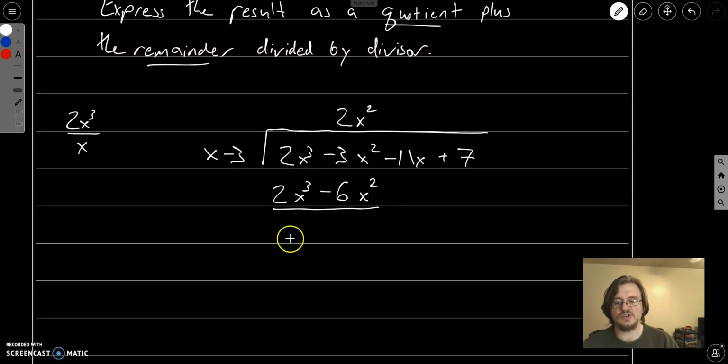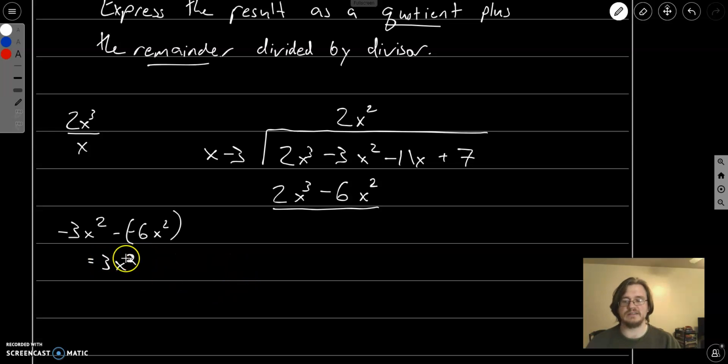2x cubed minus 2x cubed is 0, so I just won't bother writing anything. Then negative 3x squared minus a negative 6x squared. Well, if I'm subtracting a negative, that means I'm adding, so this is going to be positive 3x squared. I keep writing 3's instead of 2's. Positive 3x squared. I bring down the next term.